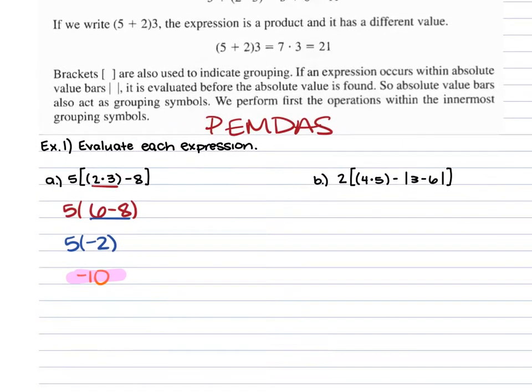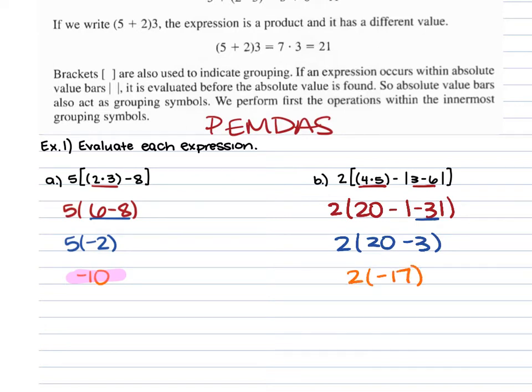For example, B, we have 2 times 4 times 5 minus the absolute value of 3 minus 6. So we're going to do the 4 times 5 and the 3 minus 6 first. So this is 2 times 4 times 5, which is 20, minus the absolute value of 3 minus 6, which is the absolute value of negative 3. The absolute value of that negative 3 is 3, so that's 2 times 20 minus 3. 20 minus 3 is 17, so 2 times 17 gives us 34.